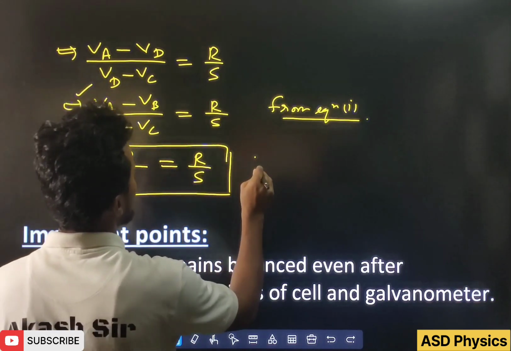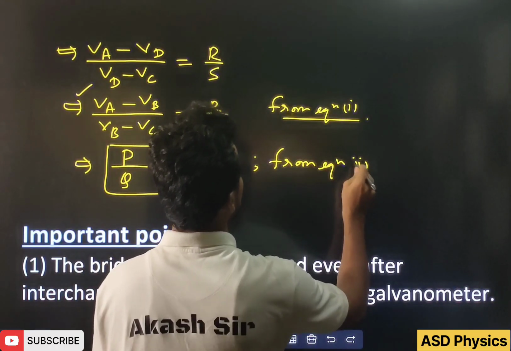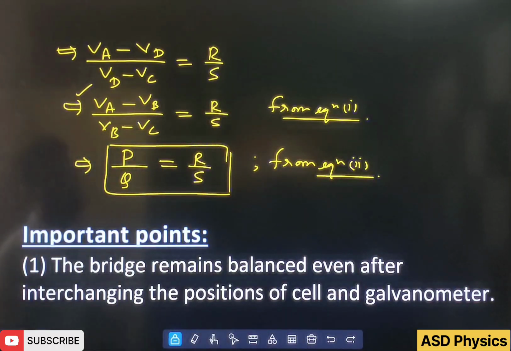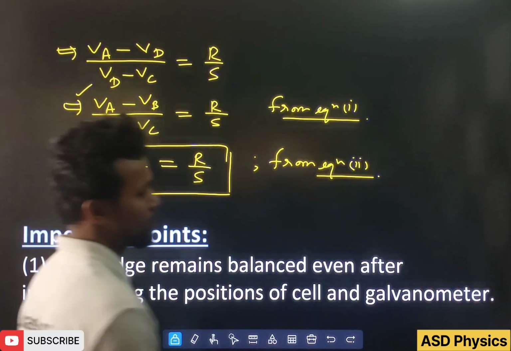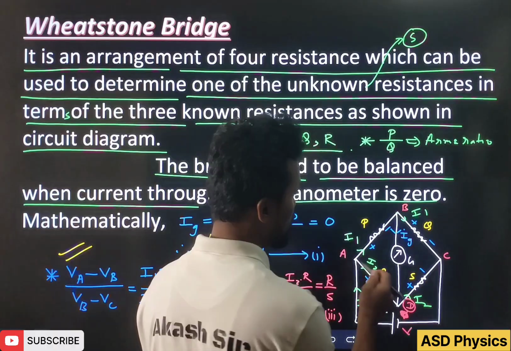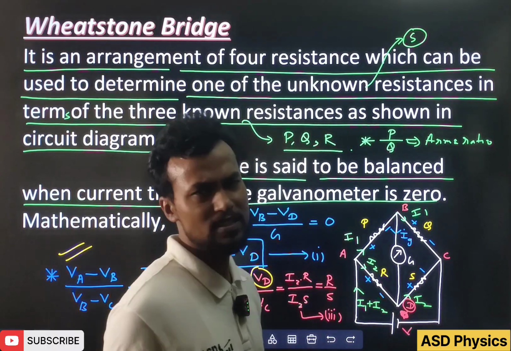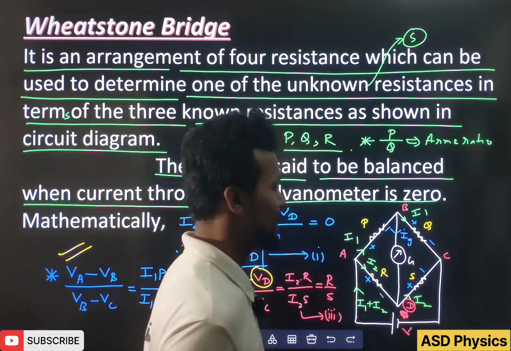And this we are writing from equation 2. Is it? So see, in how easy a way we have got the balancing condition of the Wheatstone Bridge. P by Q should be equal to R by S. Or even we can tell P by R should be equal to Q by S. That's not a problem. You can see from that equation also.